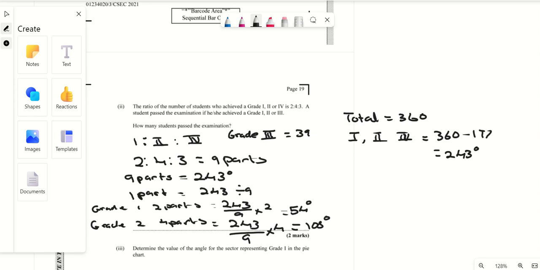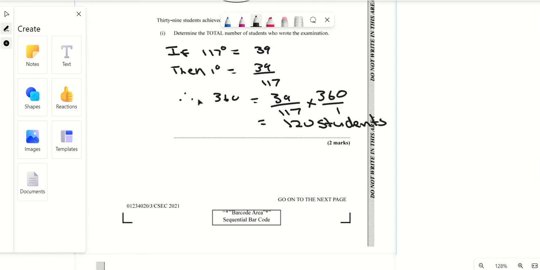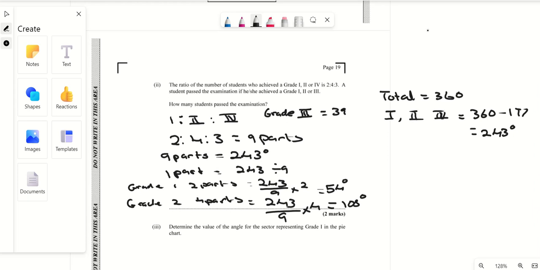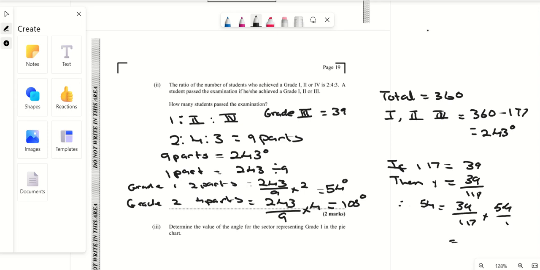But we need to find the number of students. Now remember above here, we said if 117 is equal to 39, then 1 would be 39 over 117. And we found out how many degrees is grade 1 and grade 2. So we could continue: if 117 is equal to 39, then 1 is equal to 39 divided by 117. Therefore, you could find for 54, which is 39 divided by 117 multiplied by 54 over 1. When you do that, you are going to get 18 students.